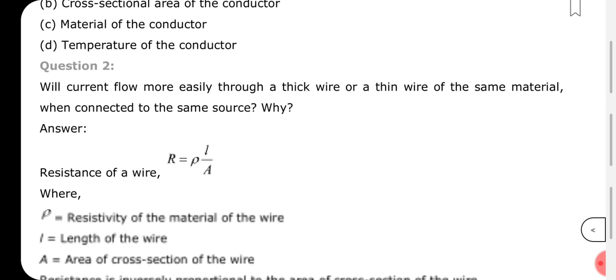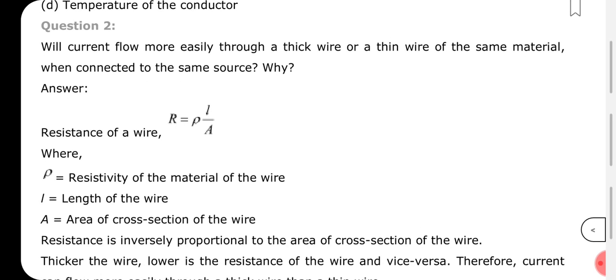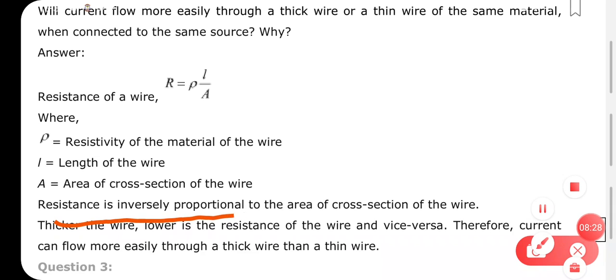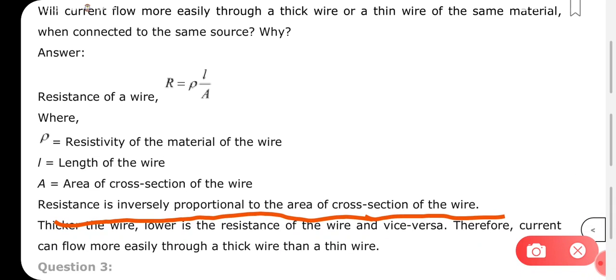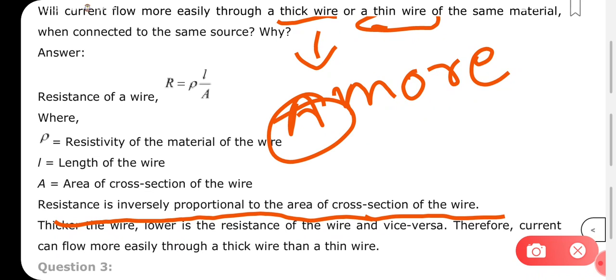Moving on to the next question: will the current flow more easily through a thick wire or a thin wire of the same material when connected to the same source, and why? You can relate it using the formula we have just discussed, R is equal to rho L upon A. Resistance is inversely proportional to the area of cross section of the wire. Now if it is a thick wire, its area of cross section is more. And if it is a thin wire, area of cross section will be less.